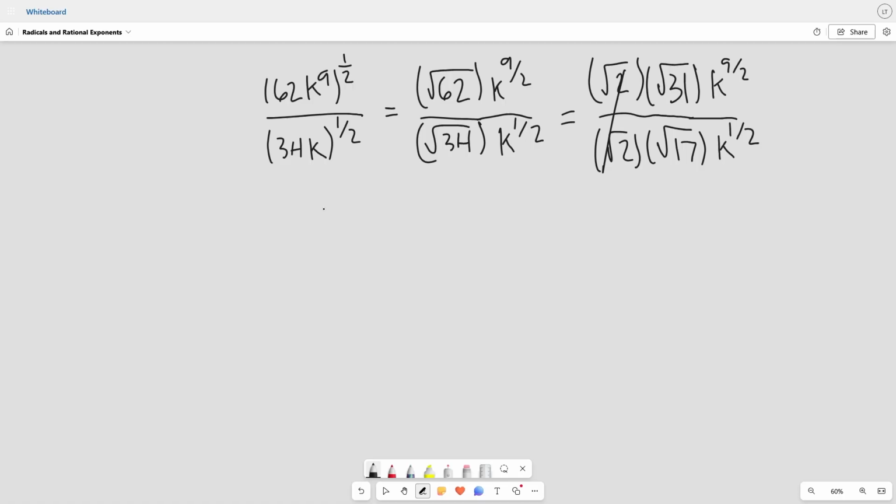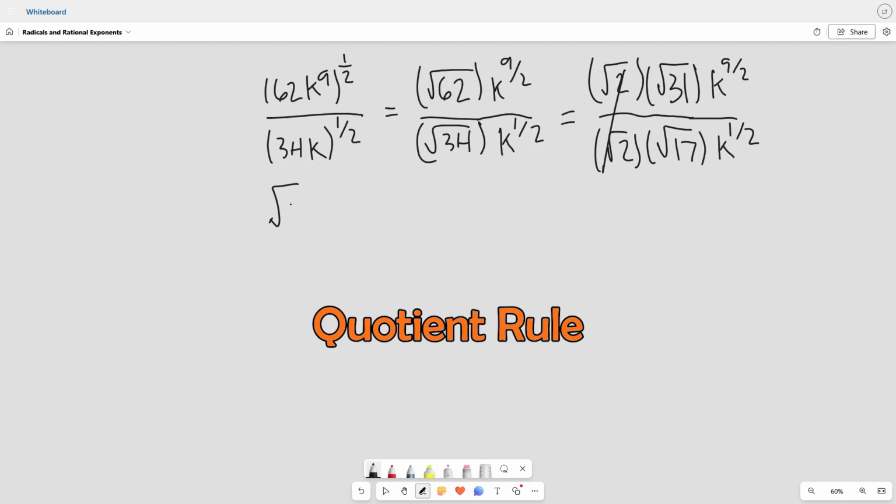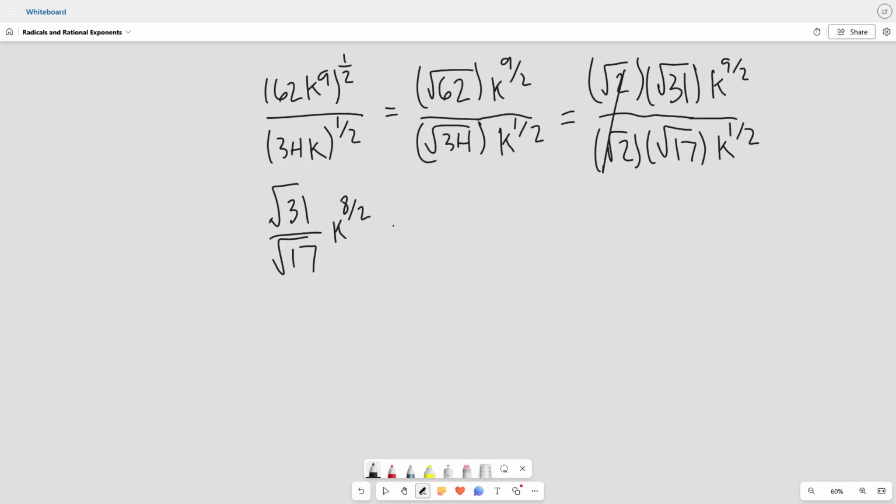Now let's use the quotient rule here. So we are going to subtract 1/2 from 9/2. We have the square root of 31 over the square root of 17. And this becomes k to the 8 over 2. Let's simplify that a bit. We have k to the 4th power.